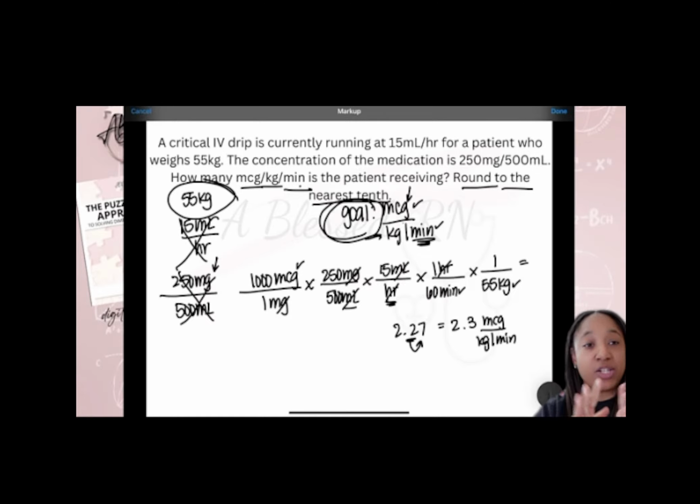So what I do is I keep everything inside the calculator. I don't really write it down because if you did 1,000 times 250 times 15, you're going to get a huge number, right? You're going to be like, I did something wrong. No.